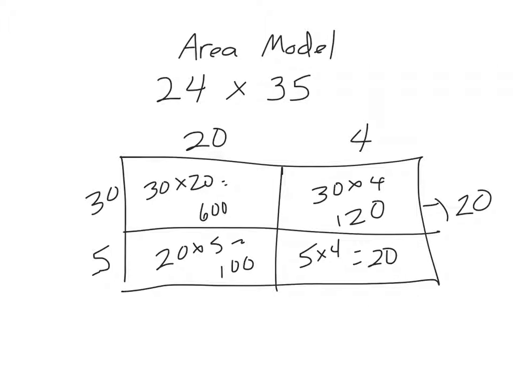If you were to add up along this, you would have gotten 720 and 120 for a grand total of 840. This is one method to solve a 2-digit by 2-digit number, is with the use of an area model.